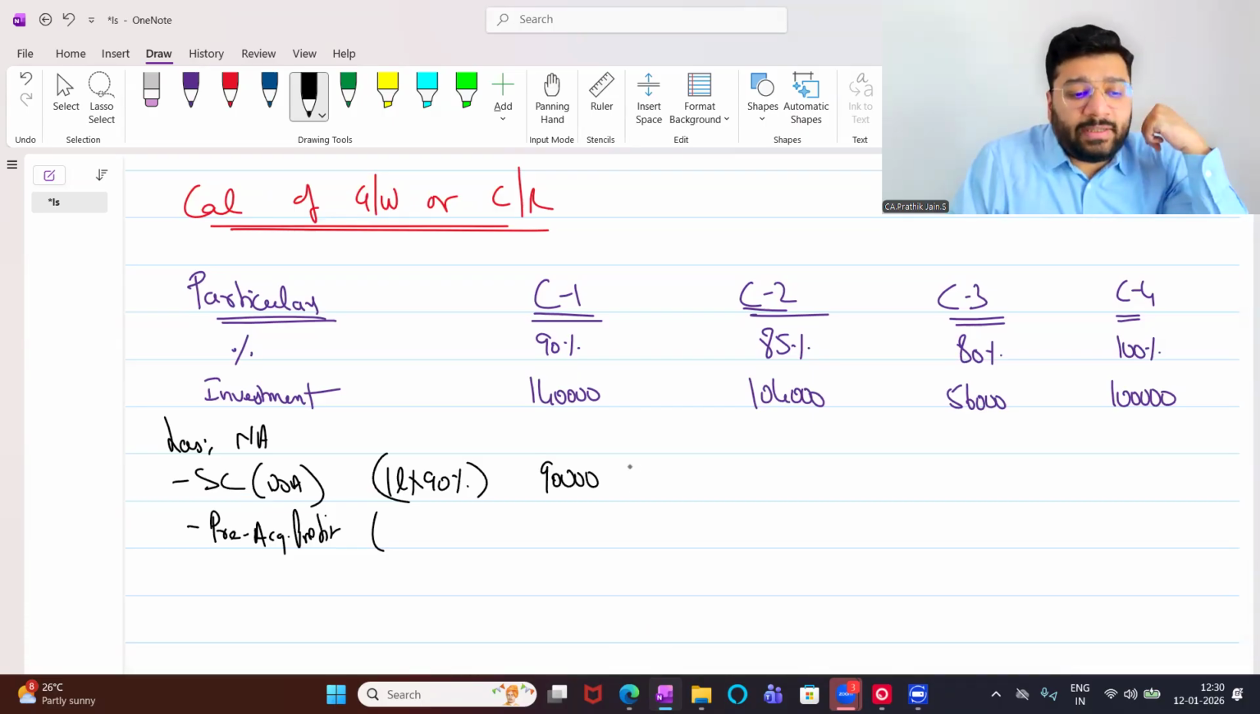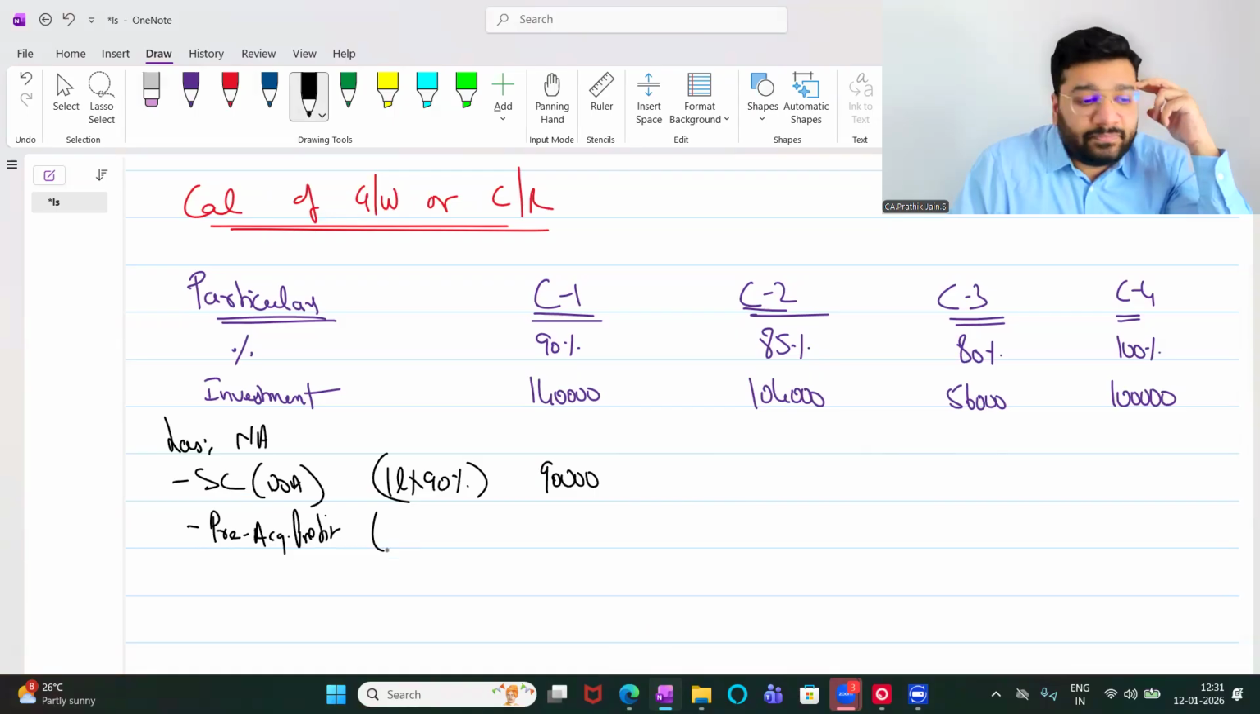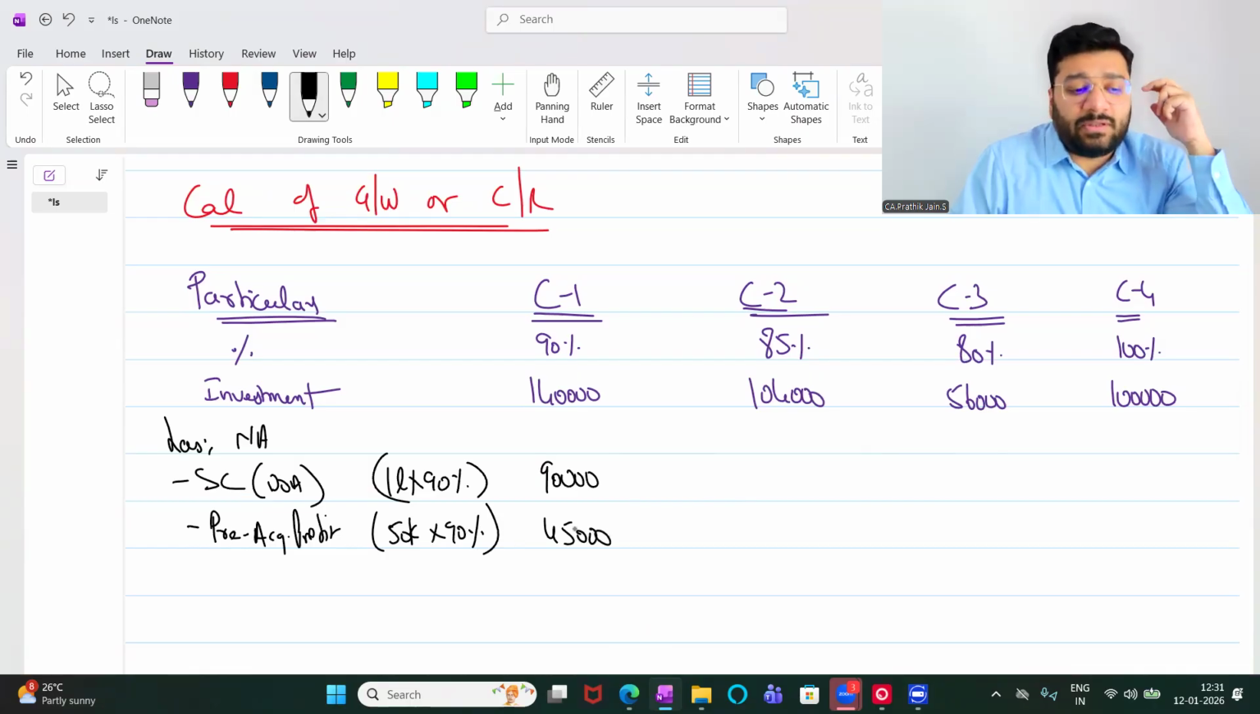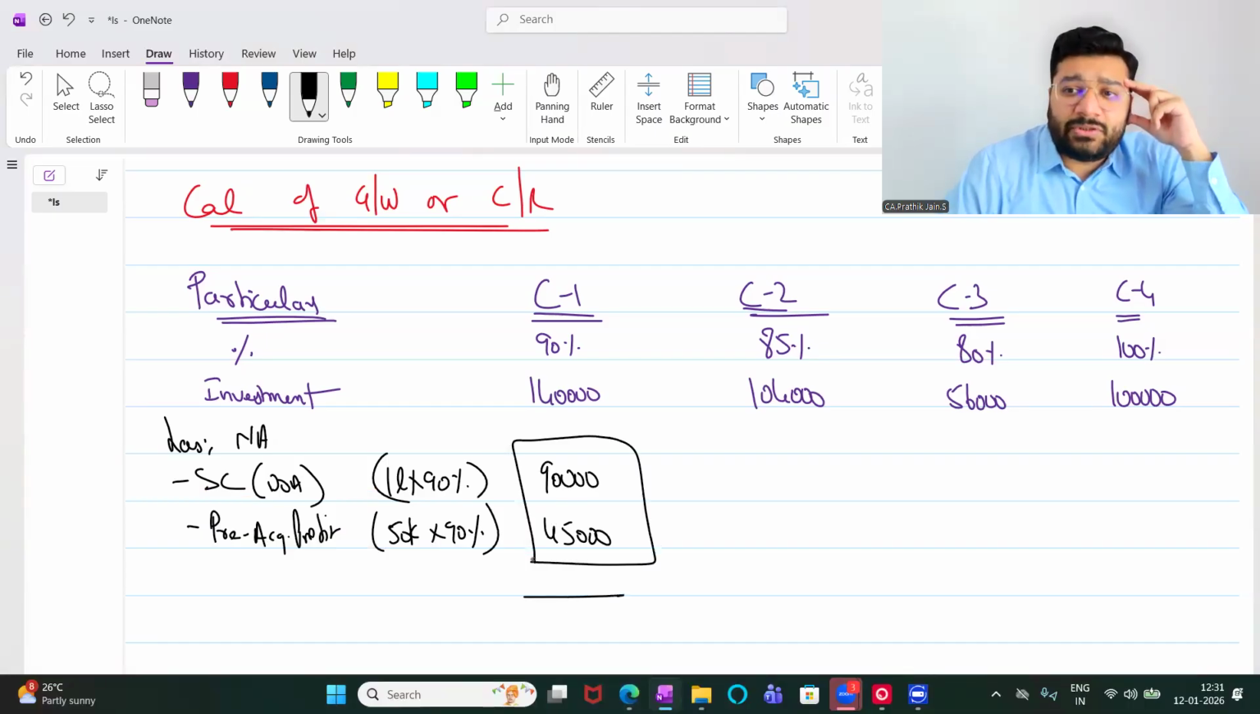No, what we'll do is a working note for each and every item here. Next is pre-acquisition profit. 50,000 into 90%. How much is it? 45,000. Now take the total of these. 90,000 plus 45,000 is 1 lakh 35,000.